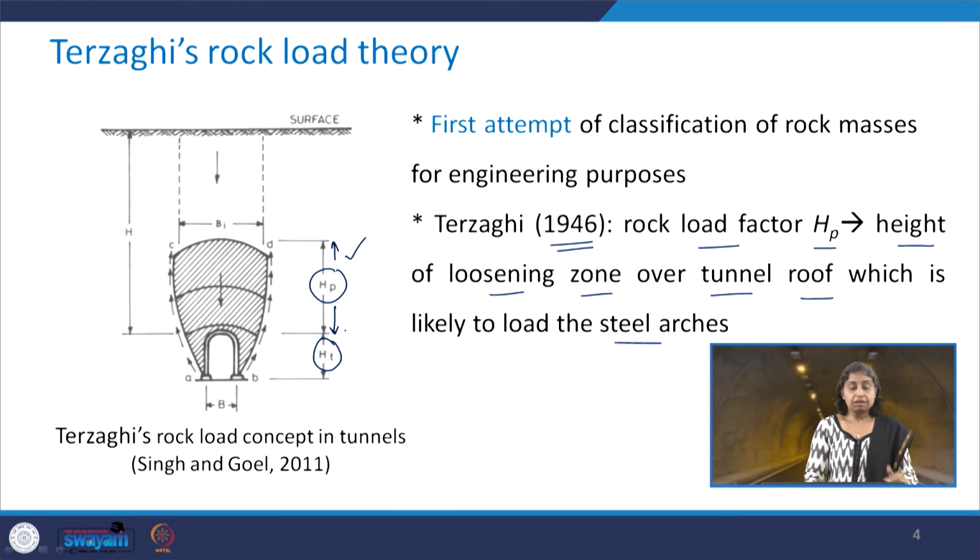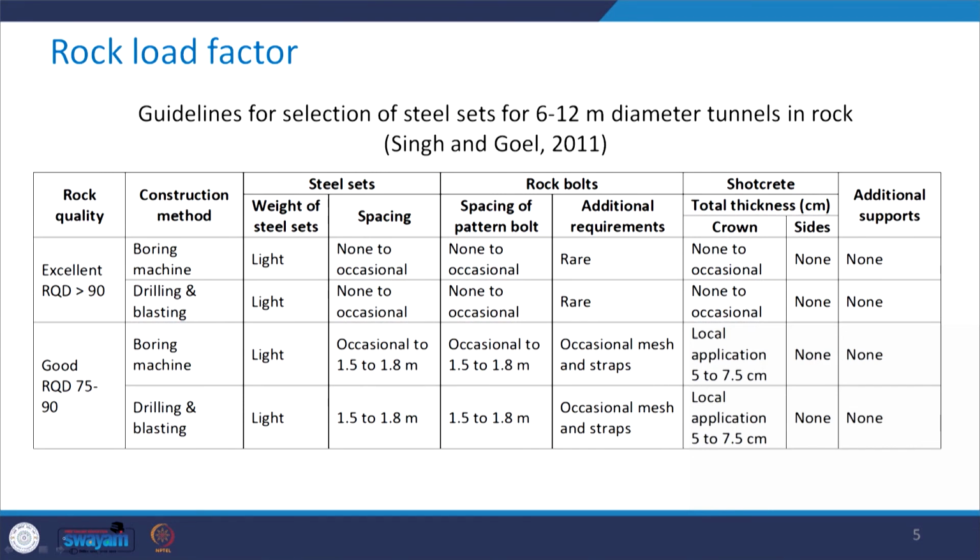HT is the height of the excavation, B is the width of the excavation, and accordingly, based upon these values of B, H and HT, we had the various categories and the range of this rock load factor for different types of rock classes. So, how to decide the selection of steel sets for 6 to 12 meter diameter tunnels in rock, based upon the construction method of the tunnel.